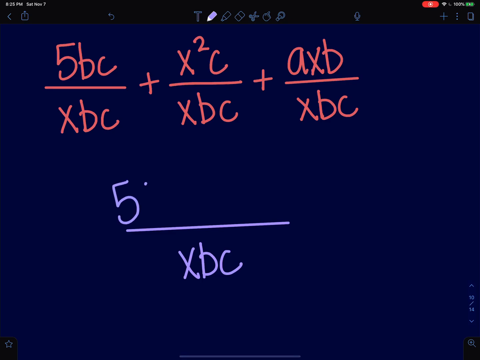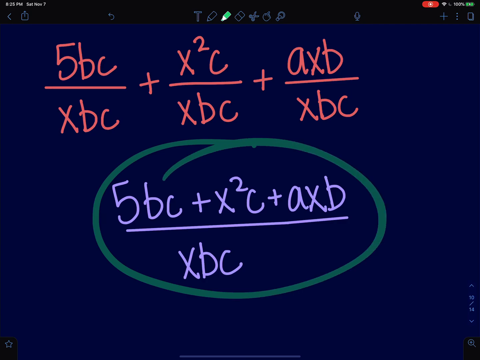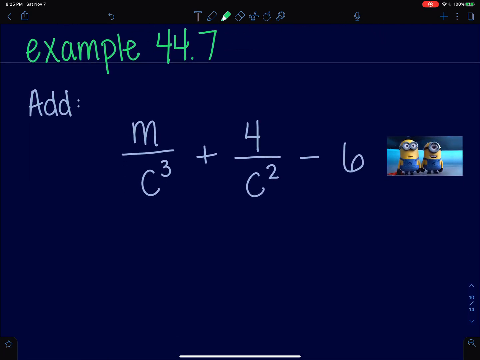So, it's just going to be 5BC plus X squared C plus AXB, and I thought I made my line long enough, and I did not. So that is the answer to 44.6. Done. Challenge accepted. Challenge completed. All right, example 44.7.